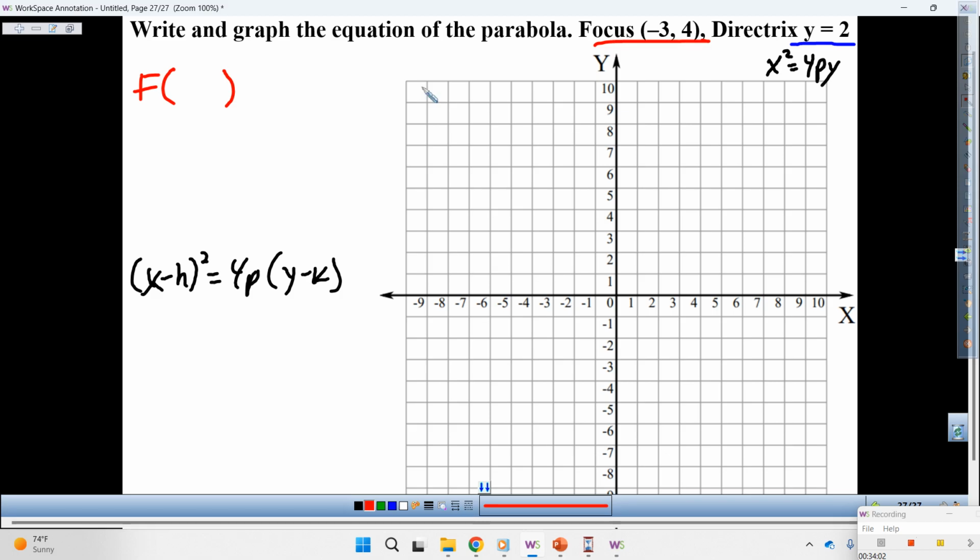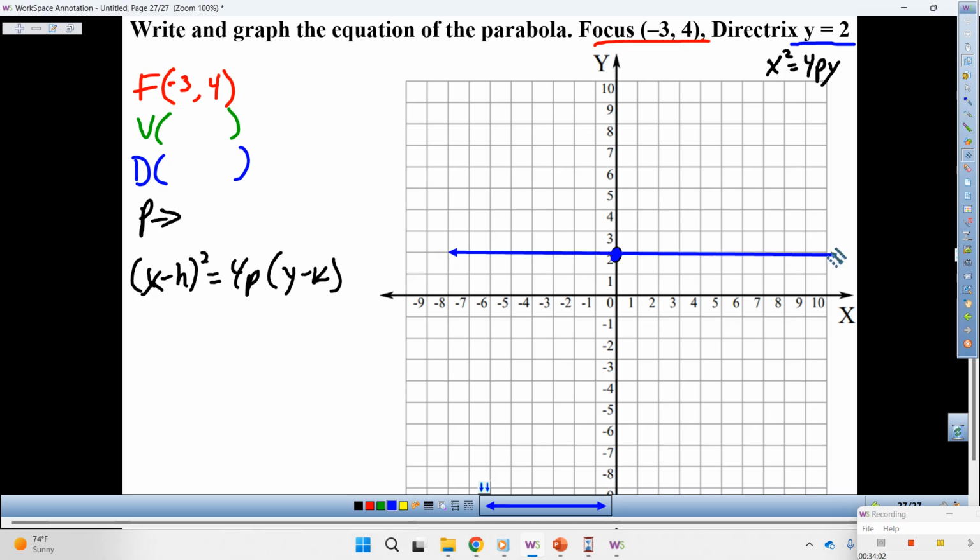All right, so do they give us a focus? Yes, it's right here, negative 3, 4. We need a vertex. We need a directrix point. And we need P. All right, so directrix, it's going through y equals 2. The focus is at negative 3, 4.